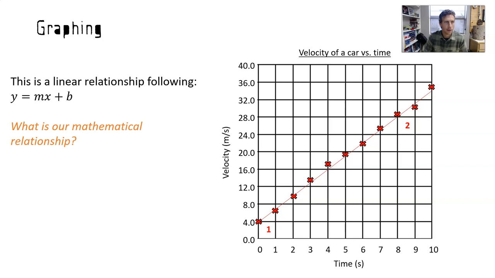Okay, what is our mathematical relationship? It happens to be y is equal to slope, 3 meters per second squared, times x, which secretly is time, plus b, which is 4 meters per second. Okay, there's our mathematical relationship. That's the relationship for that line.